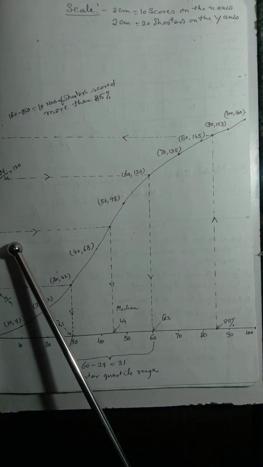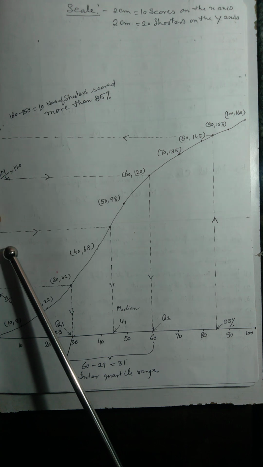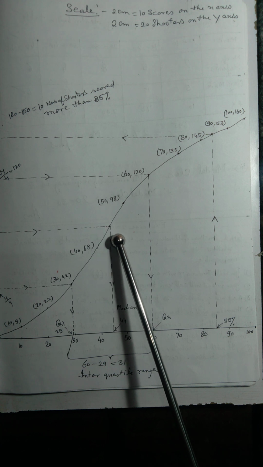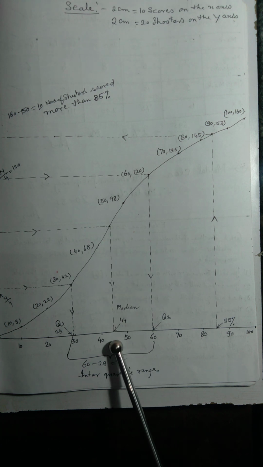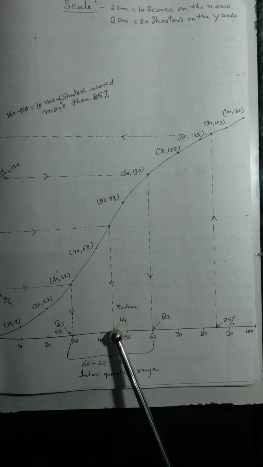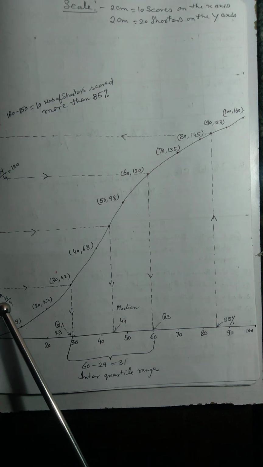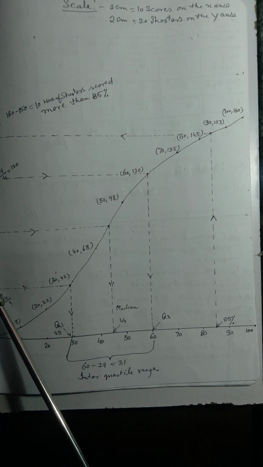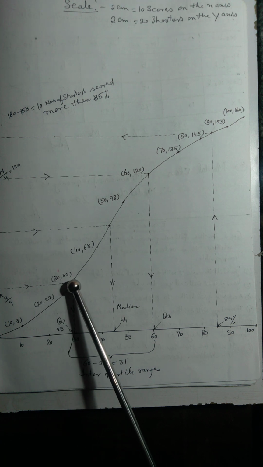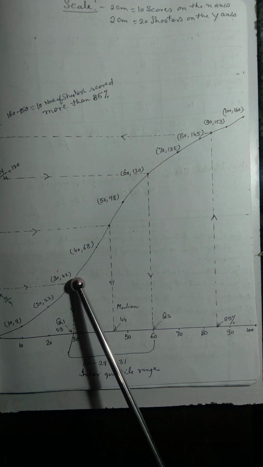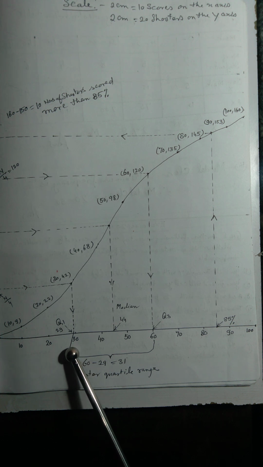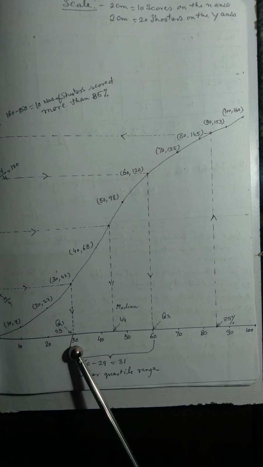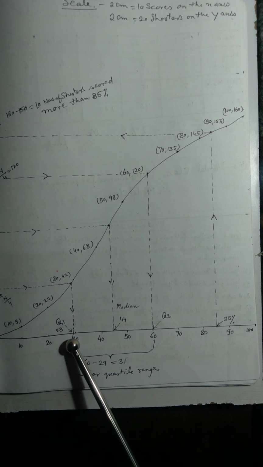Now find out first of all the median, that is n by 2, which is 80. From this point you draw a line parallel to the x-axis. From the point of intersection you drop a perpendicular, it will be equal to 44. Similarly for the first quartile, that is n by 4, locate it on the y-axis, that is 40. From here you draw a line parallel to the x-axis. From the point of intersection, drop a perpendicular on the x-axis, and that will be equal to 29. First quartile, that will be 29.